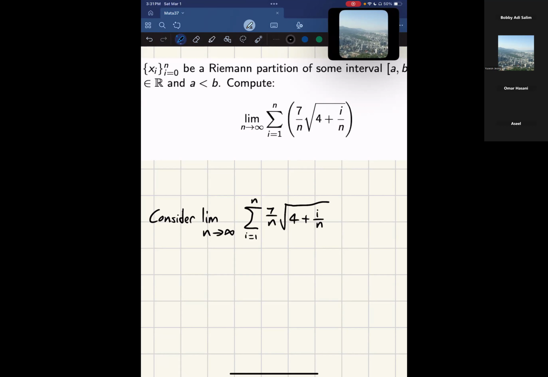Any idea how we can evaluate this? Integral from 4 to 5 of 7 square root x dx. That honestly is probably right. So normally whenever you see these things, you're used to computing limits of Riemann sums using the prerequisite formulas. Why does that not work here?